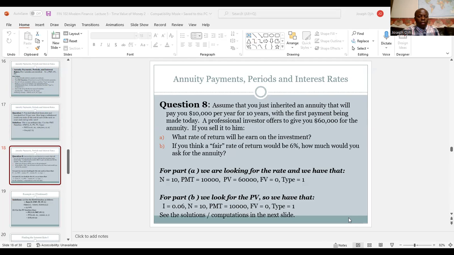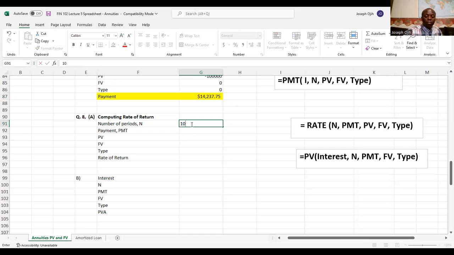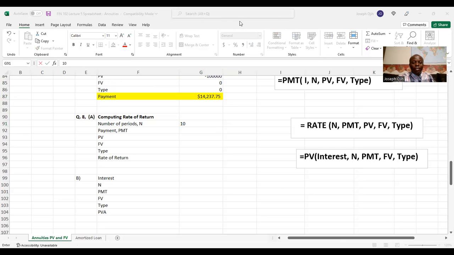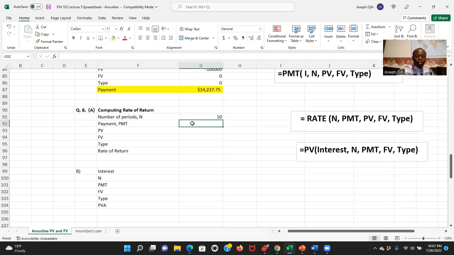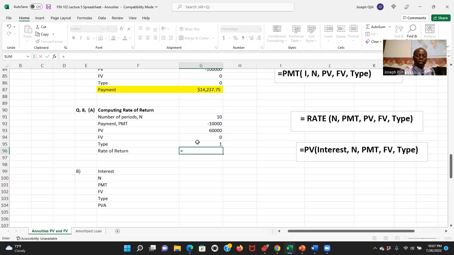Okay. Now, number of years is 10 years. Make sure you're seeing this. And then payment is negative 10,000, since the money is leaving the insurance company's pockets. Present value is how much he will pay you, money coming in, so it's 60,000, positive. There's no future value. Payment is made at the beginning of the period, so it is an annuity due, so you put 1. So the rate of return he's making equals rate. See the formula here, rate function.